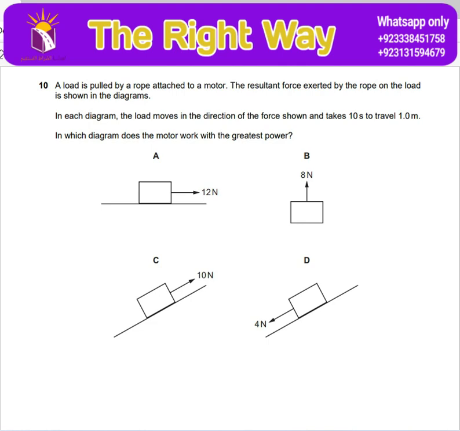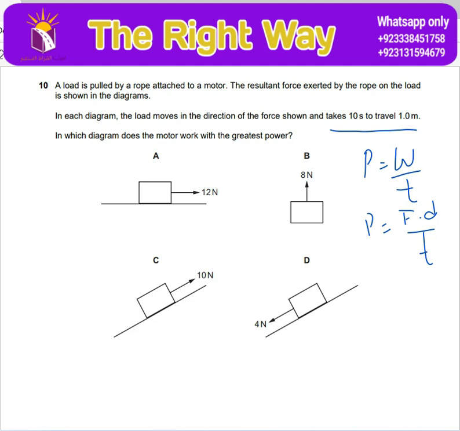Question number 10. A load is pulled by a rope attached to a motor. The resultant force exerted by the rope on the load is shown in the diagram. In each diagram, the loads move in the direction of the force shown and take 10 seconds to travel 1 meter. In which diagram does the motor work with the greatest power? What is the formula of power? Power is equal to W, work done over time. What is work done? Work done is equal to force multiplied by displacement.